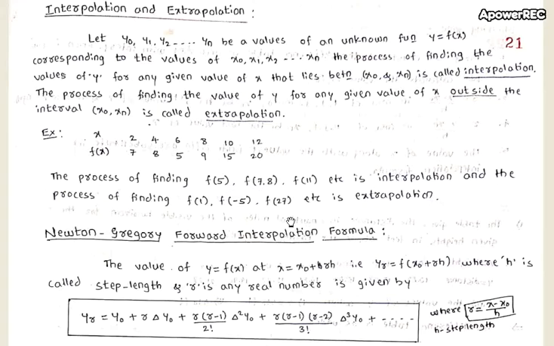And extrapolation means, for example, f of 1. Here 1 does not belong to the interval 2 to 12. f of minus 5: minus 5 does not belong to the interval 2 to 12. Similarly f of 27: 27 also does not belong to the interval 2 to 12. Such a process is called extrapolation.